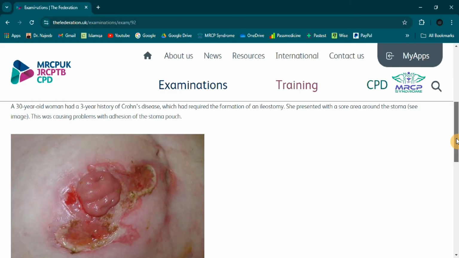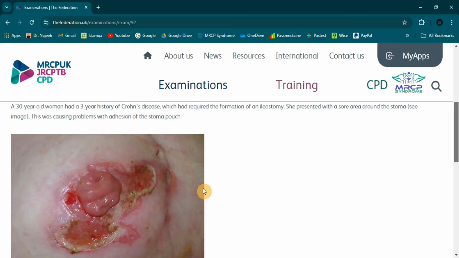So this 30-year-old woman with a 3-year history of Crohn's disease, which required an ileostomy, presented with a sore area around the stoma, causing problems with adhesion of the stoma pouch. So most likely diagnosis: pyoderma gangrenosum.